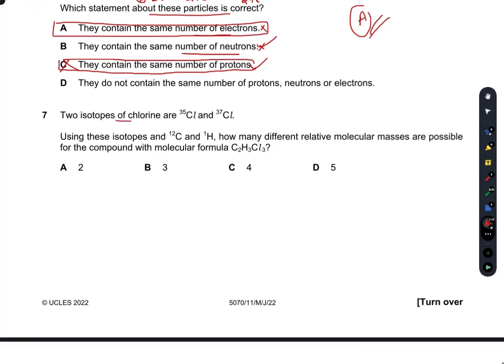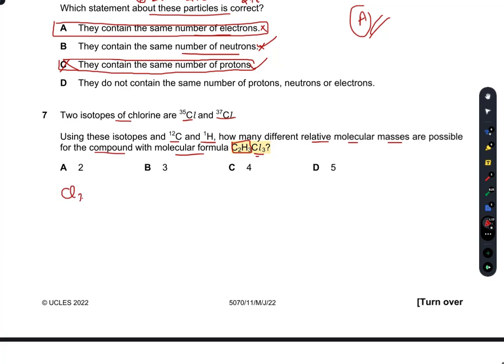Two isotopes of chlorine are 35Cl and 37Cl. Using these isotopes and carbon 12 and hydrogen 1, how many different relative molecular masses are possible for the compound with molecular formula C2H3Cl3? Now in simple words, we have to find different combinations of chlorine which can be found in this compound here. So this C2H3 is a constant, so we only have to discuss the Cl3.